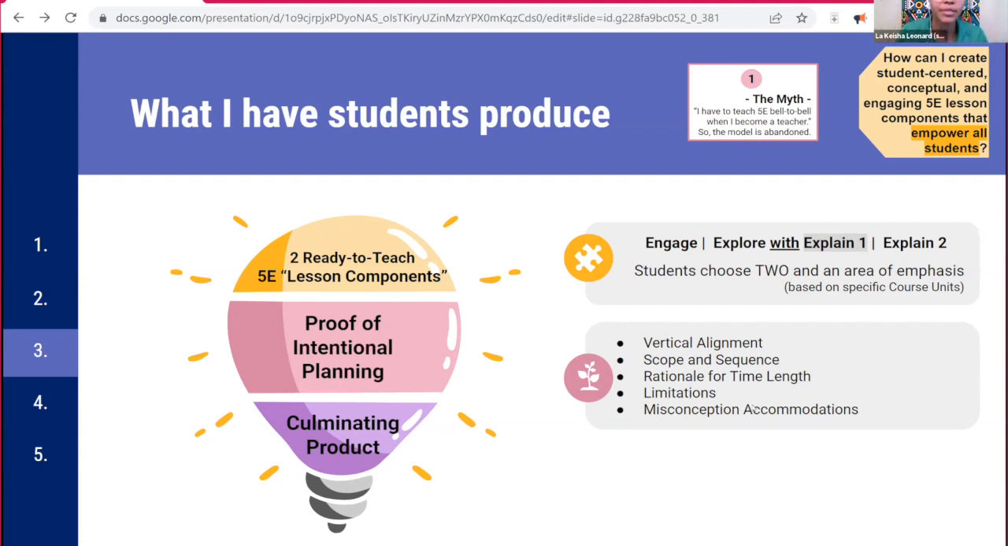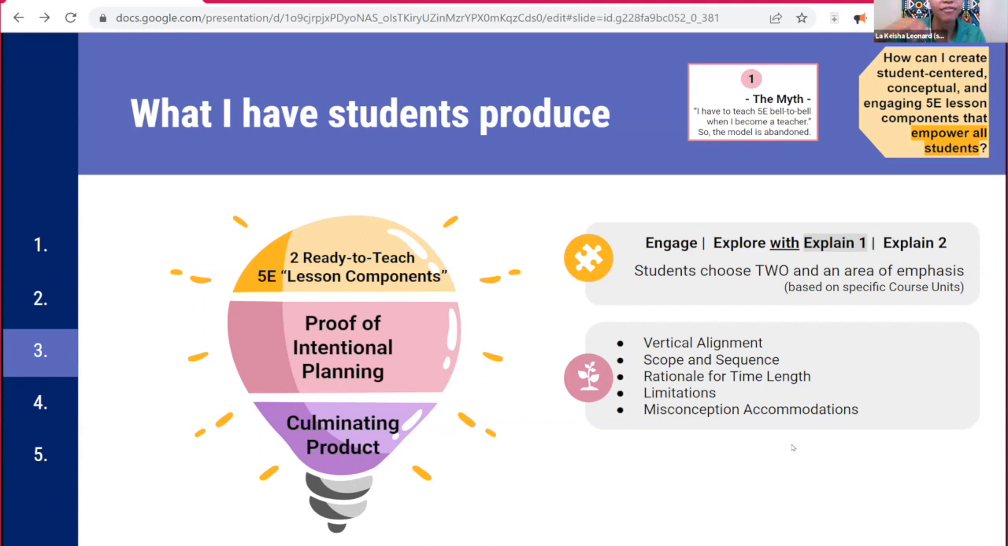And then also scope and sequence. They don't know how it fits in a curriculum, in the grand scheme of it all. So we talk about that in my class. The rationale for time length. It's a very simple concept, but students were like, oh yeah, it's going to be 30 minutes. Okay, to do what? Why are they spending 30 minutes?